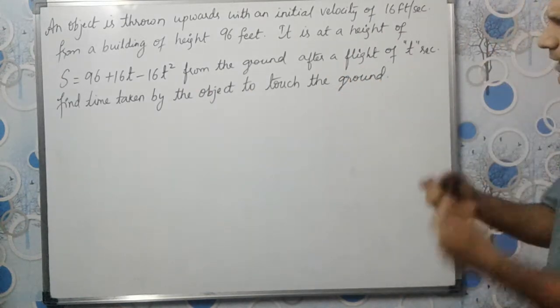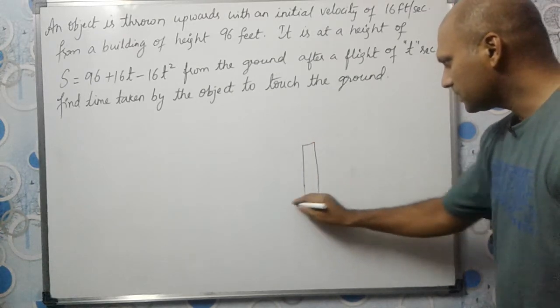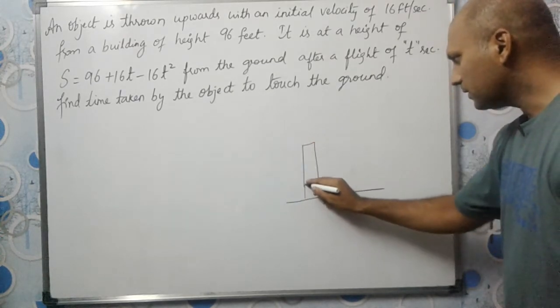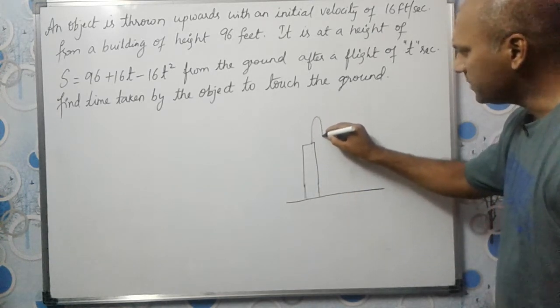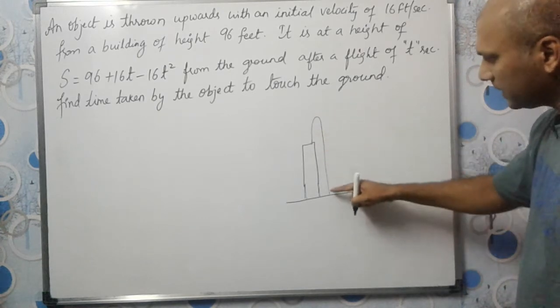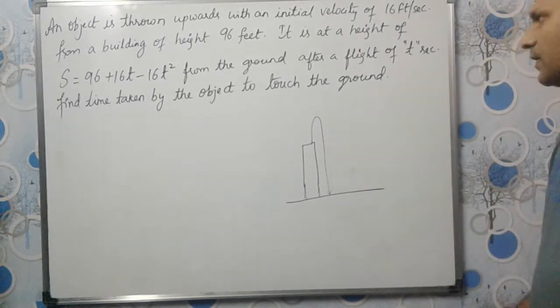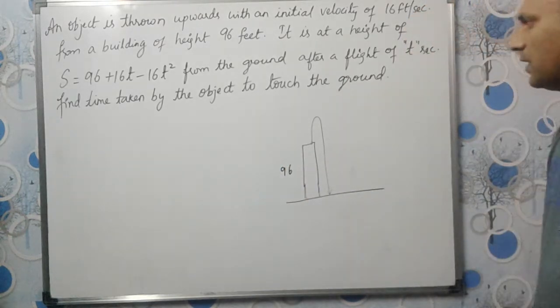Okay, now see, understand this problem. There is a building. Suppose this is the ground level, this is the building. You are standing here and you are throwing a ball or an object. Okay, you are throwing upwards and it will come down like this, right? Okay, height of the building is 96 feet.